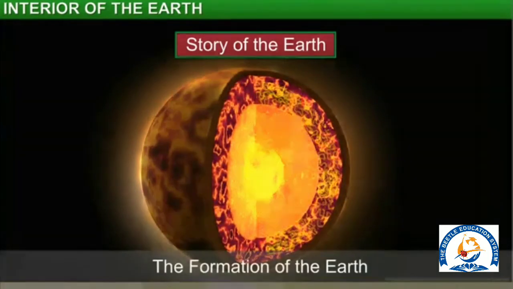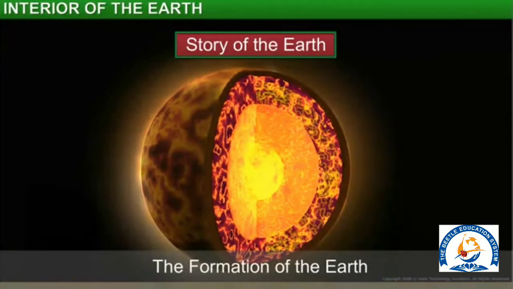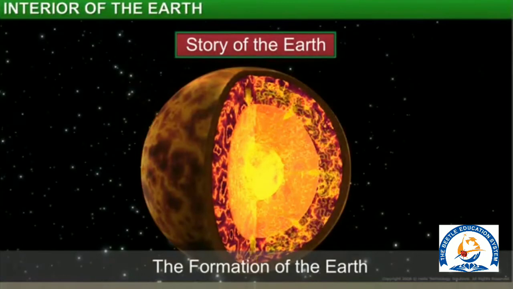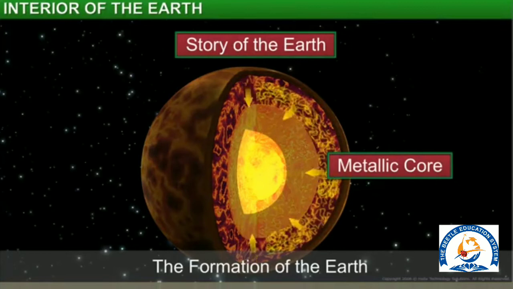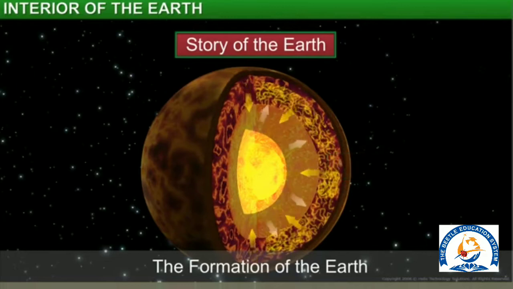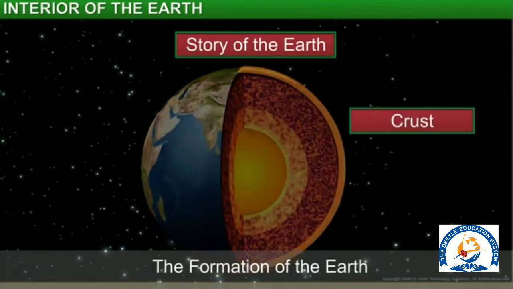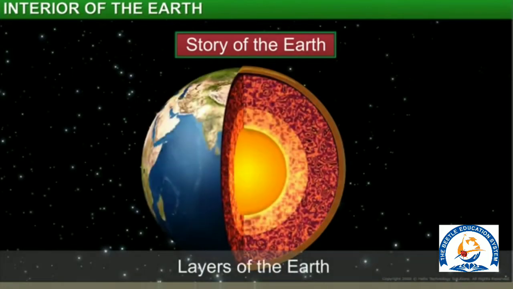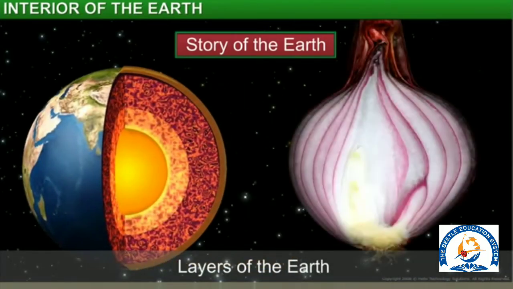As the liquid slowly cooled down, the denser materials that formed the Earth solidified and sank to the center of the Earth, where they formed a metallic core. At the same time, the lighter, less dense elements were pushed out toward the surface, where they formed the Earth's crust. This led to the formation of the Earth with several different layers of material, very much like an onion. These layers are arranged one on top of the other.